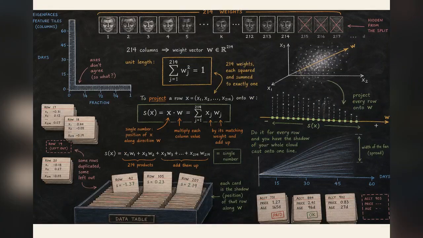What is a direction, arithmetically? Nothing more than a list of weights of length 1, one weight per column. 214 columns means 214 weights, each squared in sum to exactly 1. To project a row onto that direction, you multiply every column value by its matching weight and add up the results, which gives you a single number, where that row falls along the direction. Do it for every row and you have the shadow of your whole cloud cast onto one line.